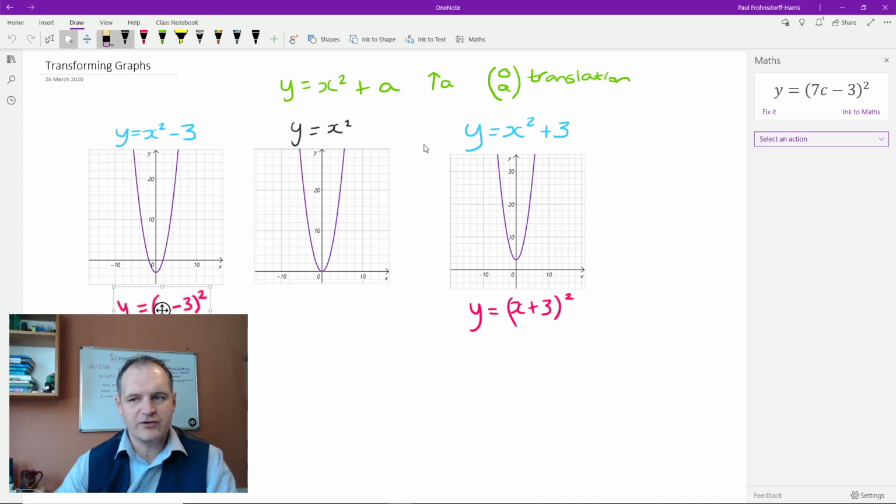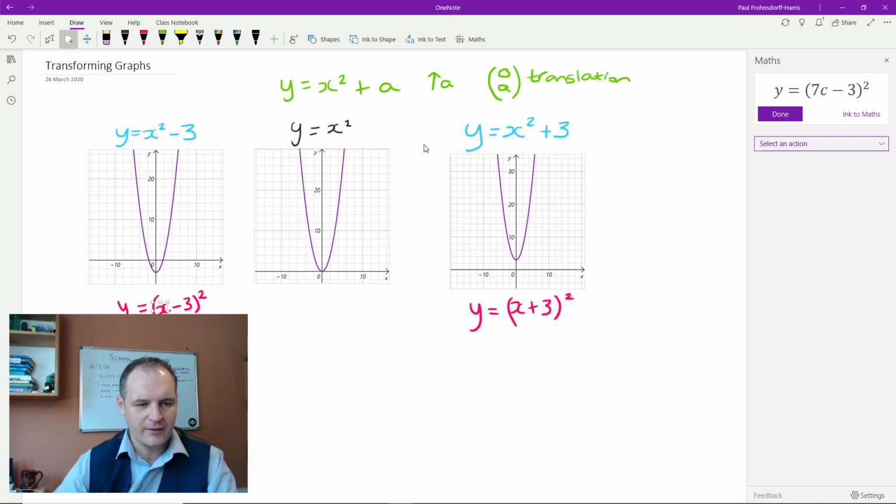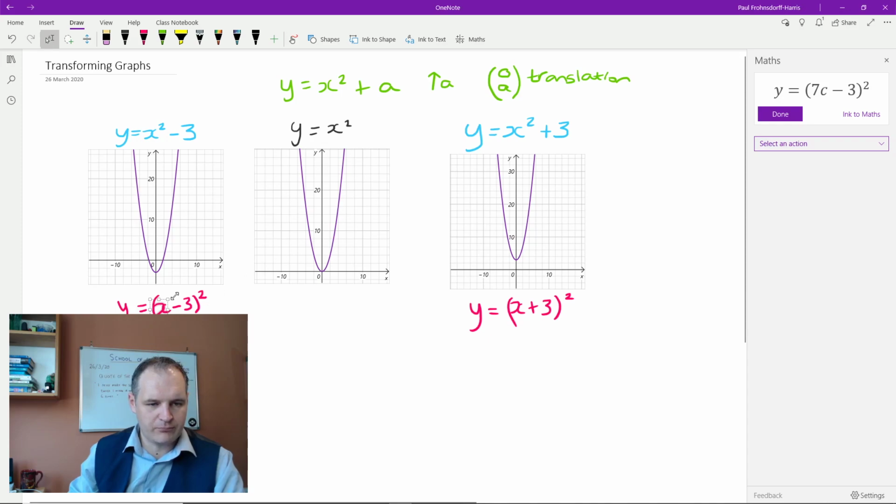Oh, it didn't quite identify it, so I've just got to fix it by rubbing out that. It didn't like the fact that it was a bit too close to there. So if I click on it, I should be able to move that bracket over and open it up a bit and see what happens. And hopefully it's got an idea now.